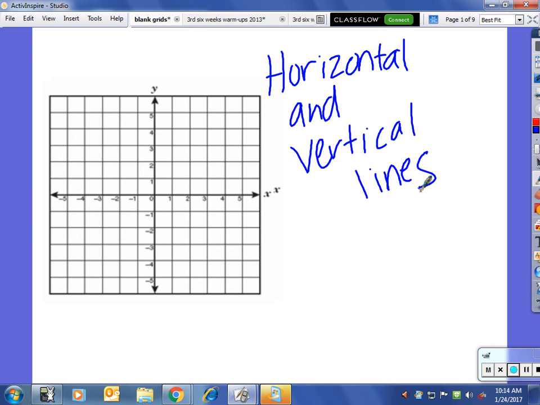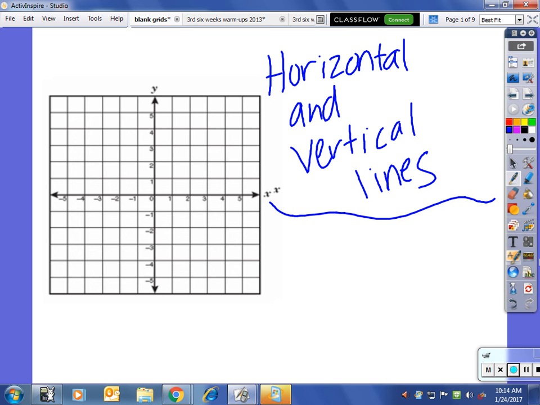Okay, vertical lines. Vertical lines are undefined. Say it with me. Vertical lines are undefined. Yes, I did. I said it twice. Okay, let's talk about vertical lines first. And you do need to put this in your notes. This is going to be something you have to do, possibly as soon as tomorrow.